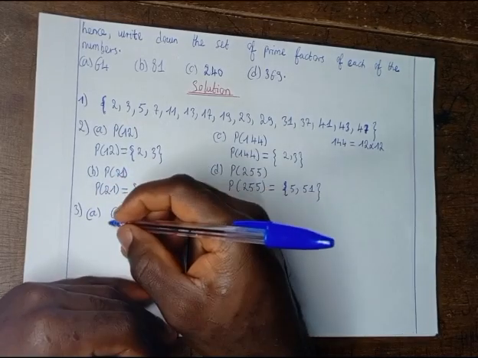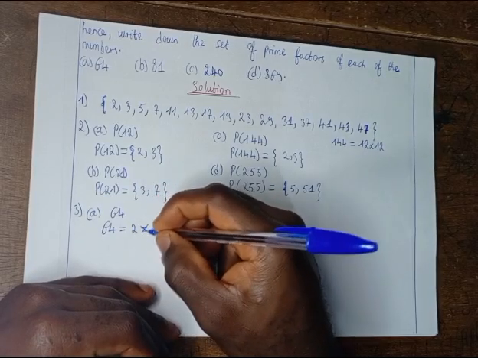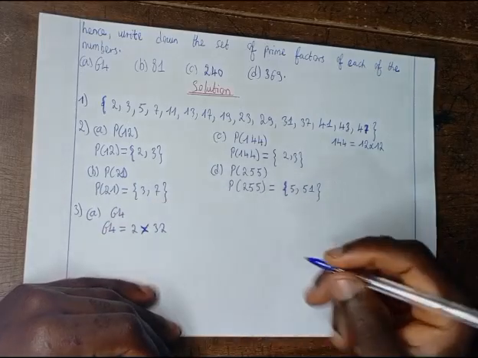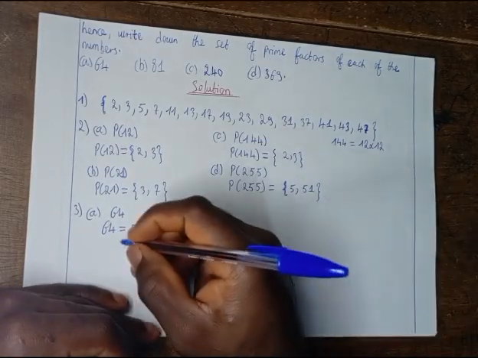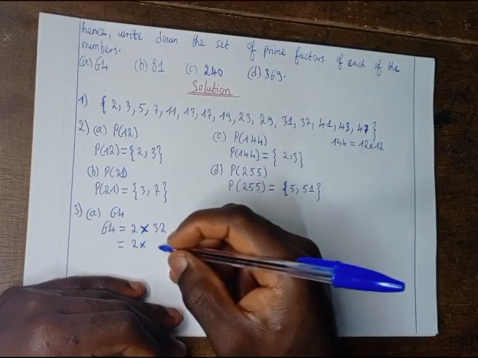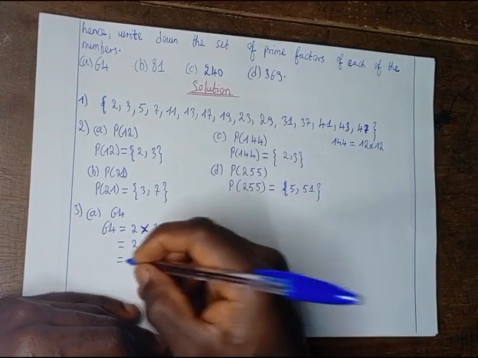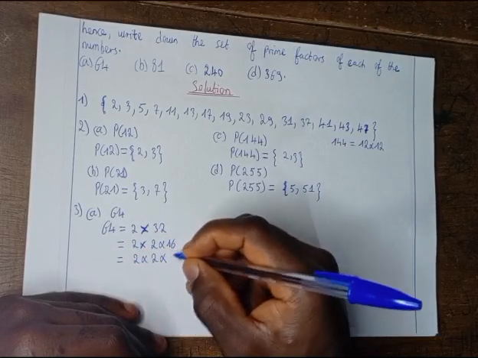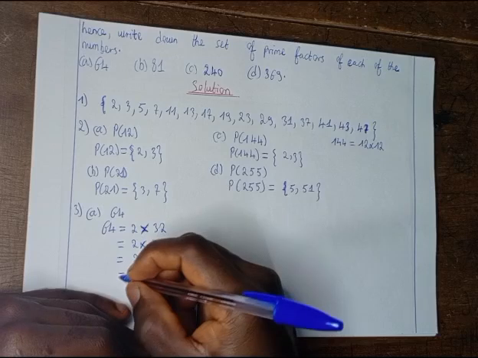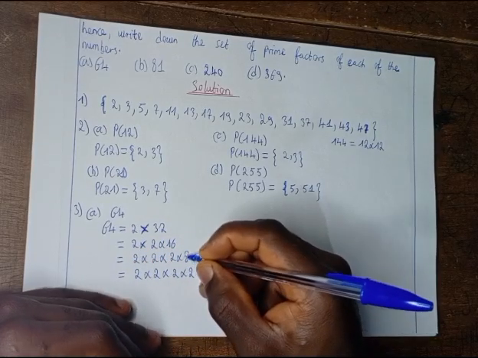We know 64, if we divide 64 by 2, it gives us 32. It simply means 2 times 32 will give us 64. This will be equal to 2 times, 32 divided by 2 gives us 16. 2 times 2 times 16. This will be equal to 2 times 2 times 16 divided by 2 gives us 8.